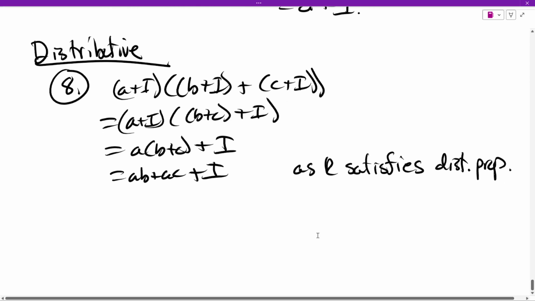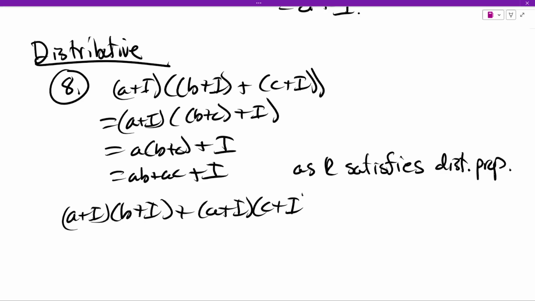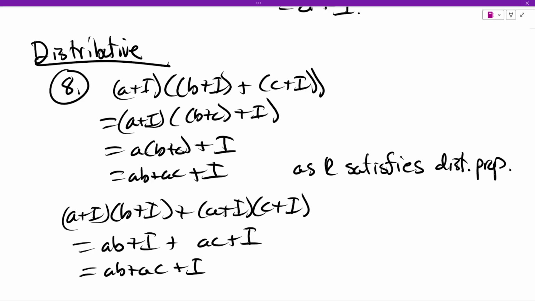All right. And now we look at A plus I times B plus I plus A plus I times C plus I. That's AB plus I plus AC plus I, and that's AB plus AC plus I. They're the same thing. Okay, so distributive properties hold both on the left and the right.